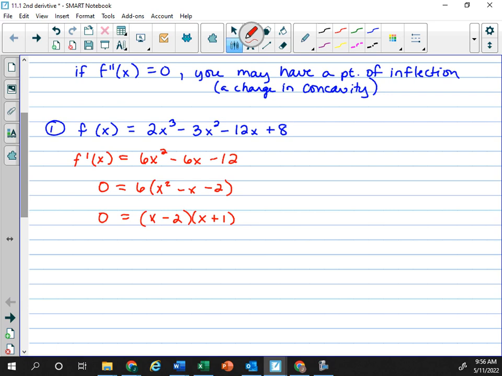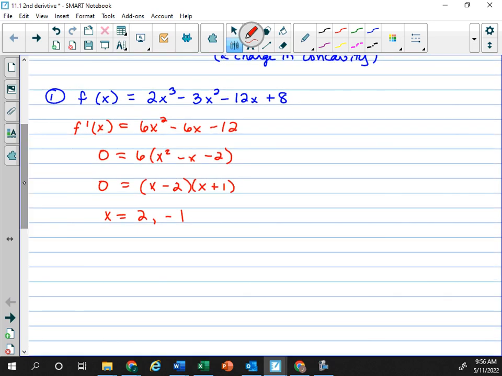Okay, so what are your critical numbers? 2 and negative 1. So what do I do with that 2 and negative 1? Eventually we will plug them in eventually. What about a number line, guys? Okay, those are the numbers that go on my number line. Pause here a second, make sure we're caught up.